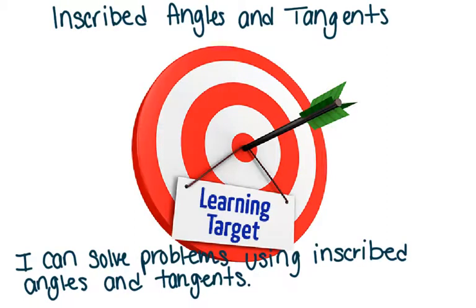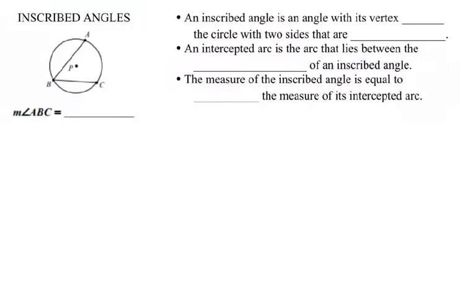This lesson is inside angles and tangents, and our learning target is I can solve problems using inscribed angles and tangents. Okay, so first thing we're going to talk about is some definitions. An inscribed angle is an angle with its vertex on the circle with two sides that are chords. So, if you look at angle ABC, notice the vertex is on the outside of the circle, and then you have two chords making up the sides of the angle.